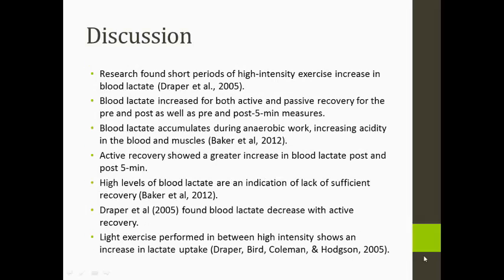Previous research has found that blood lactate increases while performing short periods of high-intensity work, such as a repeat sprint protocol. During this study, blood lactate increased for both active and passive recovery, for the pre and post, as well as the pre and post 5-minute measures. During anaerobic work, blood lactate accumulates, increasing the acidity in the blood and muscles. This can be seen in the results for the active recovery, with a large increase in levels post and post 5 minutes. These high levels of blood lactate are an indication that participants have not had sufficient recovery, and it would no doubt have been a detriment to their performance.